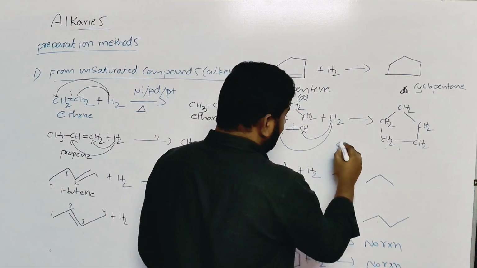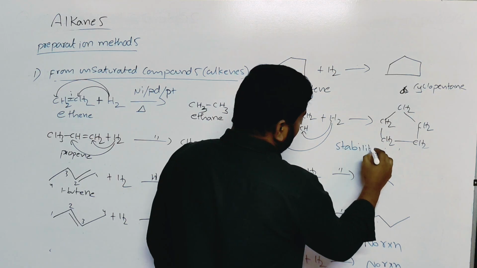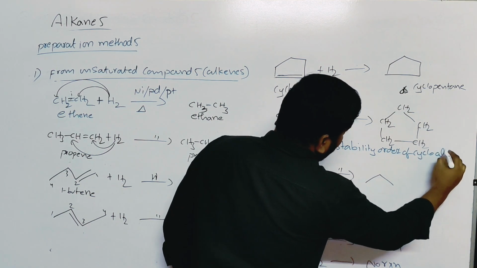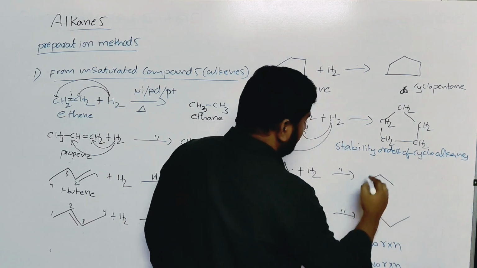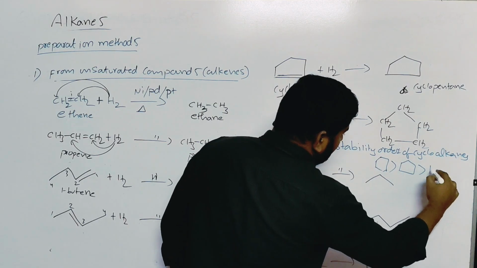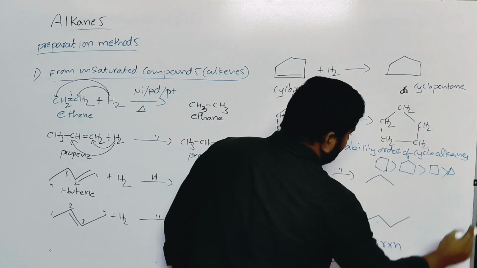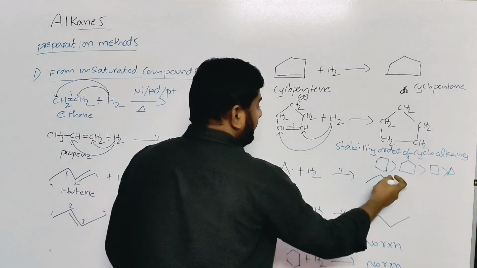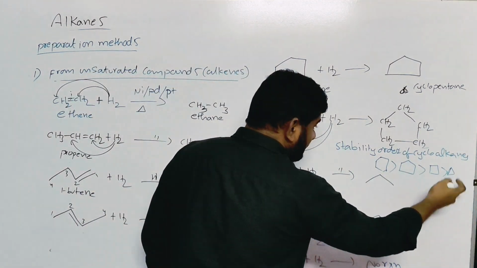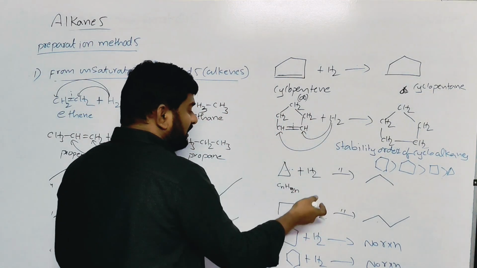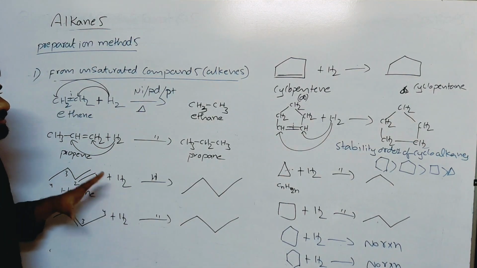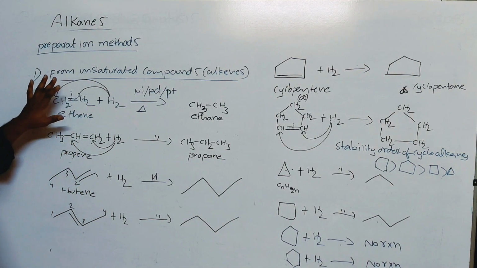Okay, if you see the stability order of cycloalkanes, cyclohexane is more stable than cyclopentane, than cyclobutane, than cyclopropane. So these two are stable, so that's why they will not give the reaction. These two are unstable, so they are highly reactive, and they will easily undergo hydrogenation and give open chain compounds. So this is about the first preparation method of alkanes from alkenes.